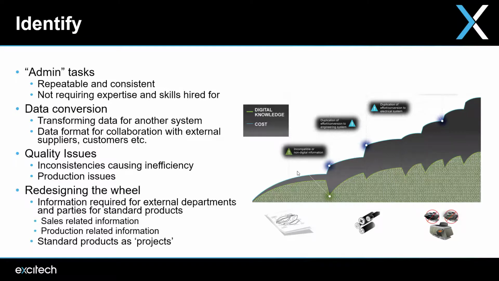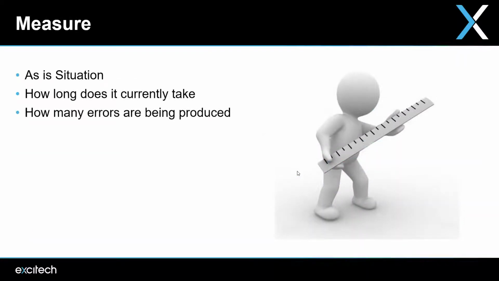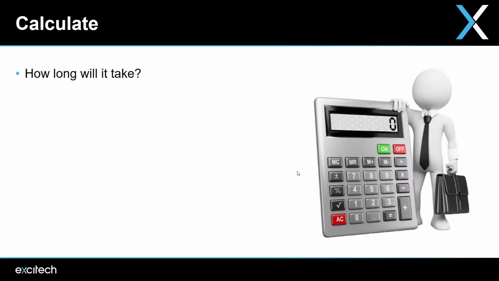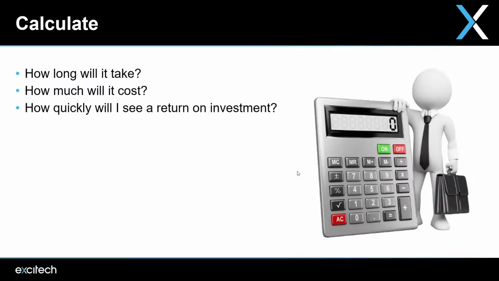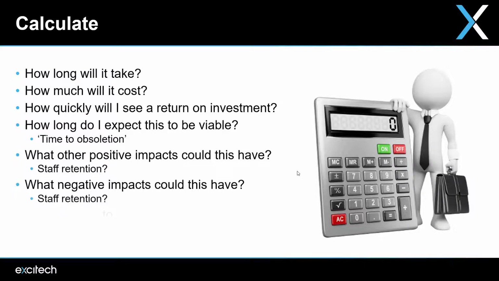engineered previously. After identifying the issue, we need to quantify what the real impact of that is to our business, be that in terms of time, resource and material cost, or sometimes more intangible costs such as lost sales and lost opportunities. Once we know what we need to resolve, we need to understand how much investment is required in terms of finance and time, and how quickly we would see a return on this investment. Importantly, we need to consider how long we expect this automation improvement will be valid within our business.